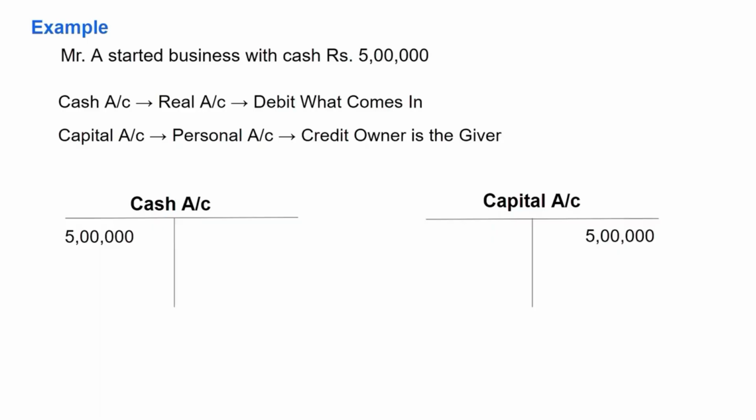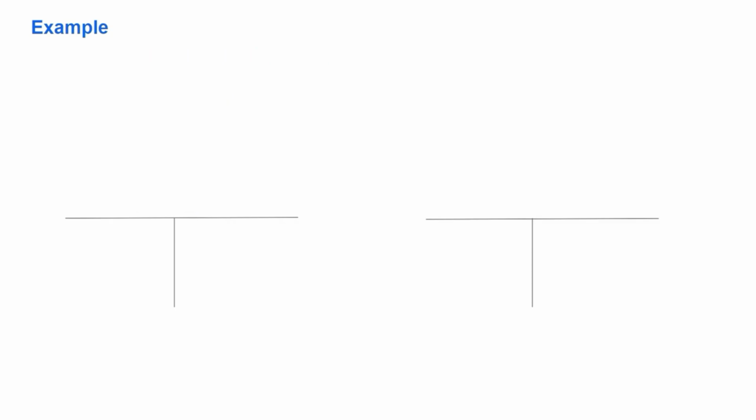Now let's see another example. Opened a bank account with rupees 3 lakh. Cash is going into the bank. Since the bank is receiving, we debit it. Cash is going out, so we credit it.